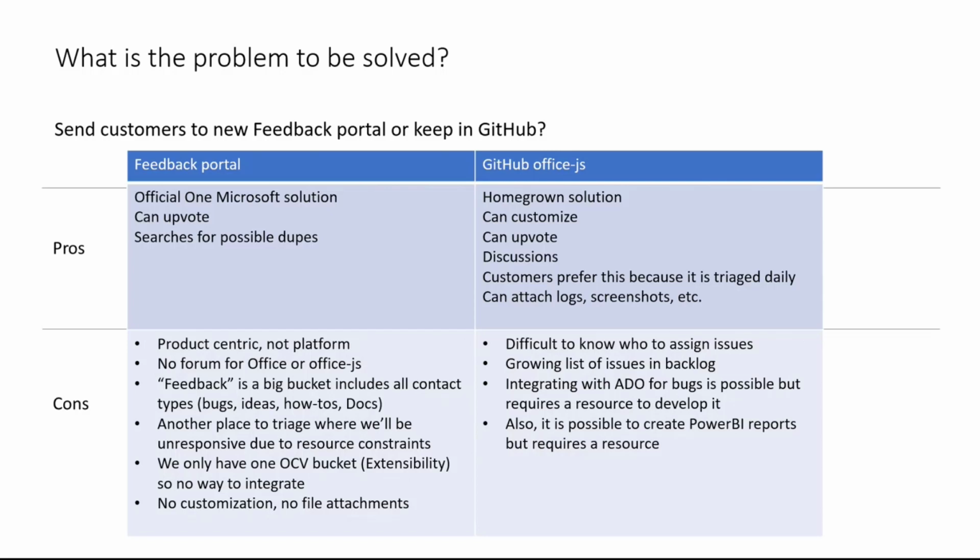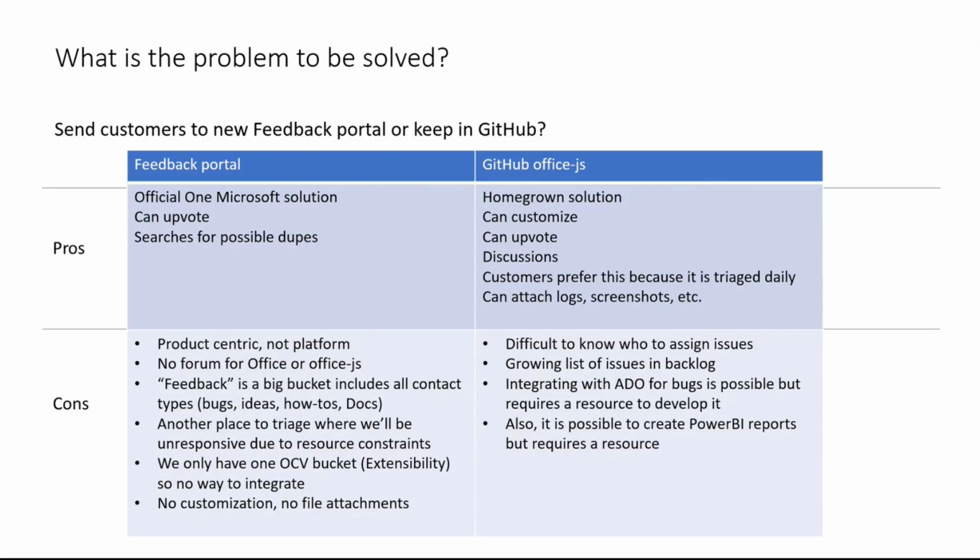So some of the pros with the feedback portal is that it is the official Microsoft feedback portal. Sadly for us, we can't integrate with it because it doesn't connect on the back end to our OCV repository. The categories don't map at all, and we're not able to customize. You can upvote but you can't have discussions. It does search for duplications, so that removes one of our other headaches, which is reining in all the duplications. I already mentioned several of the cons. Basically, I don't think we can use this.